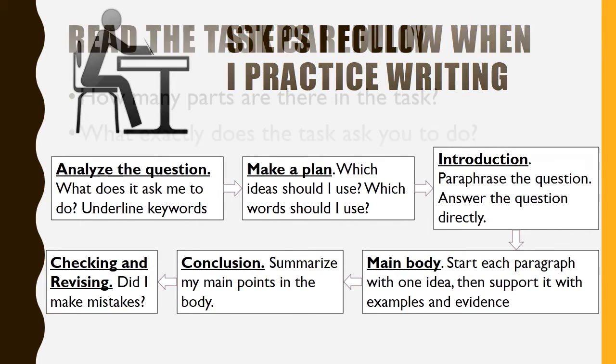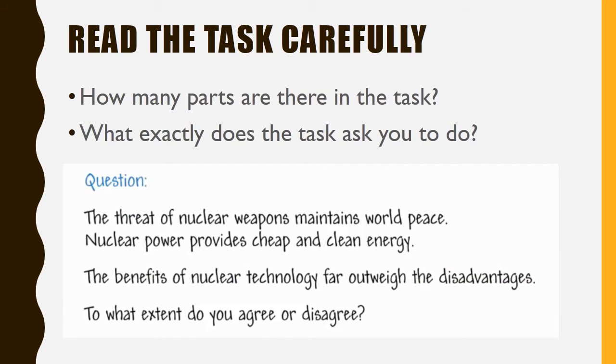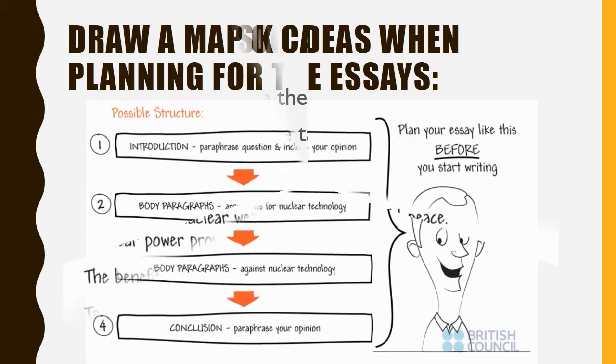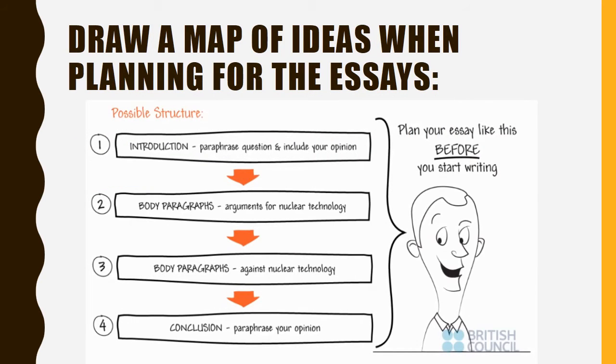When writing, start by reading the questions carefully. Ask yourself these questions. How many parts are there in the task? What exactly does the task ask you to do? Then underline the important words you find in the task. Plan your essays like this before you write. Draw a map of ideas and fill it with the ideas you intend to use. This way, when you actually write, you don't need to think about both the idea and the language at the same time. You can just focus on choosing the words to express the ideas, because you have already thought of the plans. So it's easier for you that way.